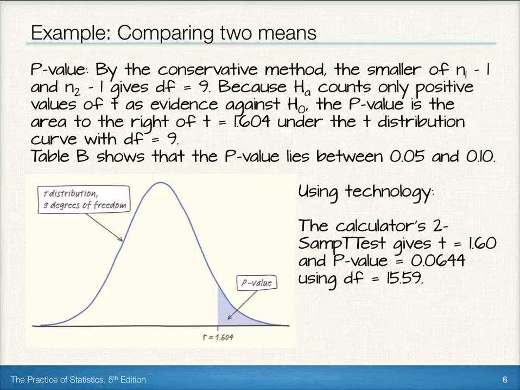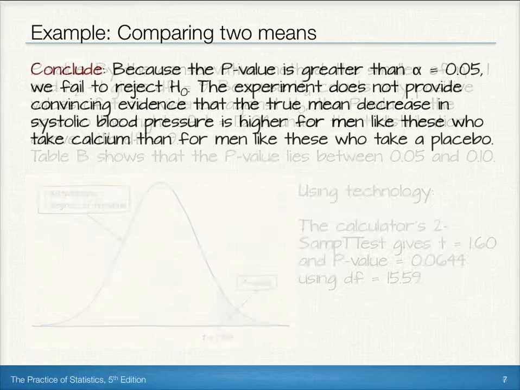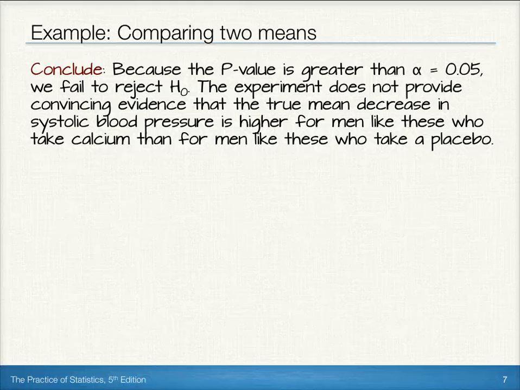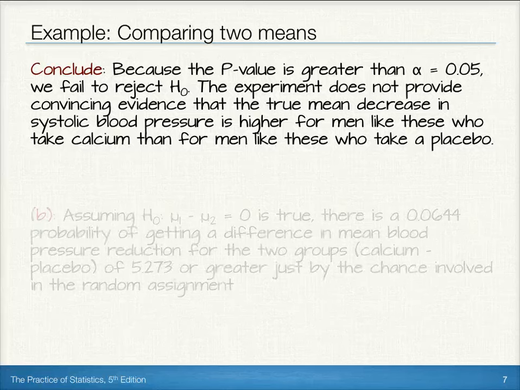Now, if you're going to use technology to do the problem, you want to make sure you indicate the test statistic, the p-value, and the degrees of freedom when you give all of your evidence for the test. Now, because our p-value here is greater than our 5% significance level, we fail to reject the null hypothesis. The experiment does not provide convincing evidence that the true mean decrease in systolic blood pressure is higher for men like those who take calcium than for men like those who take a placebo.